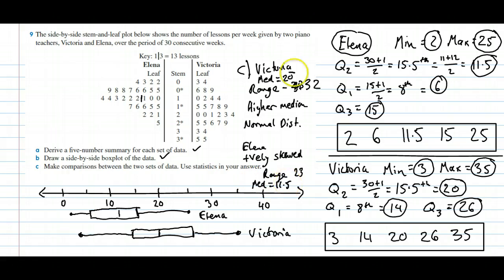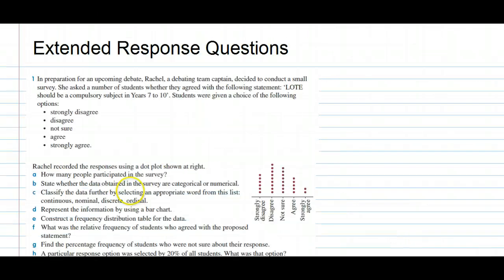So the median is a measure of central tendency. It shows Victoria had a much higher median number of lessons than Elena. So that's probably enough for a statistical comparison. Okay, on to the next question. These next few questions are extended response questions, so they're a bit longer. They require a bit more analysis.